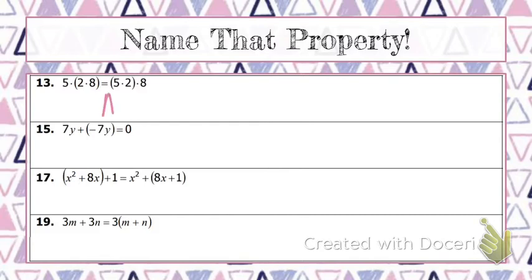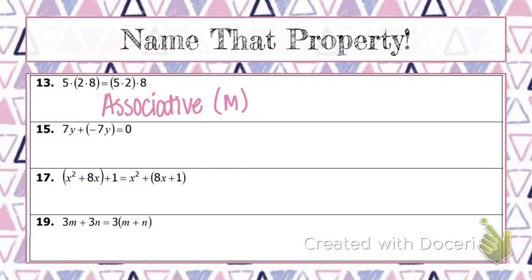This is the associative property of multiplication. And what you can do, you do have to identify if it's multiplication or addition, but you can do associative and put the M in parentheses for multiplication.